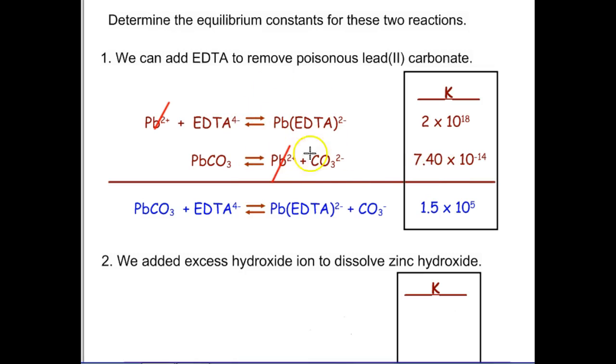So if I add these two equations, I multiply their equilibrium constants, and I get something where lead carbonate in the presence of EDTA will dissolve. That's super useful if somebody has lead poisoning, because that EDTA will wrap itself around and wash the lead out of the system. So now pause the video again and try the zinc hydroxide.